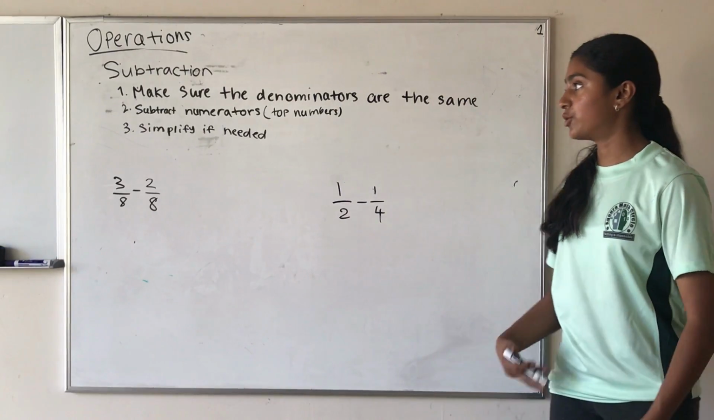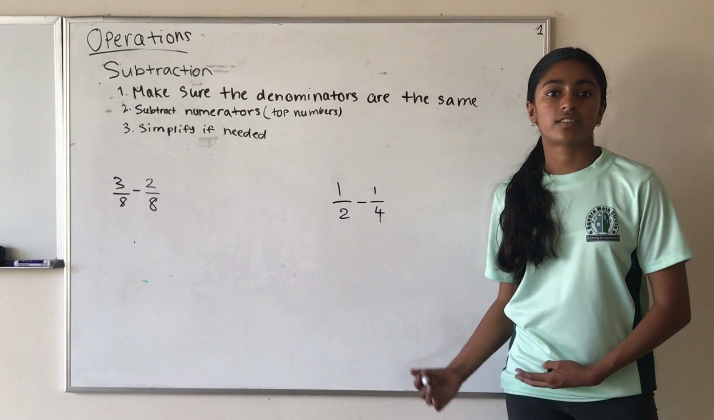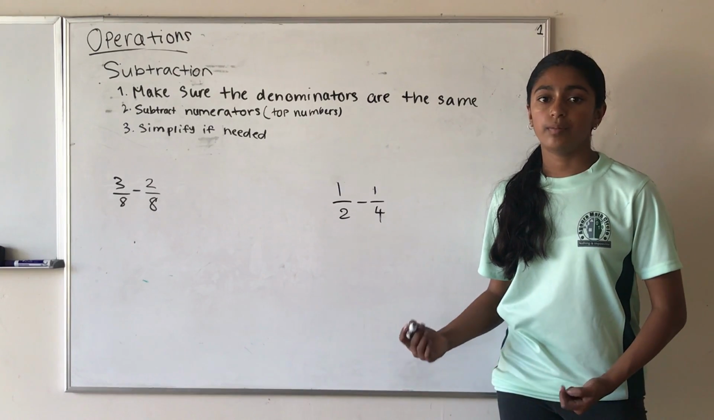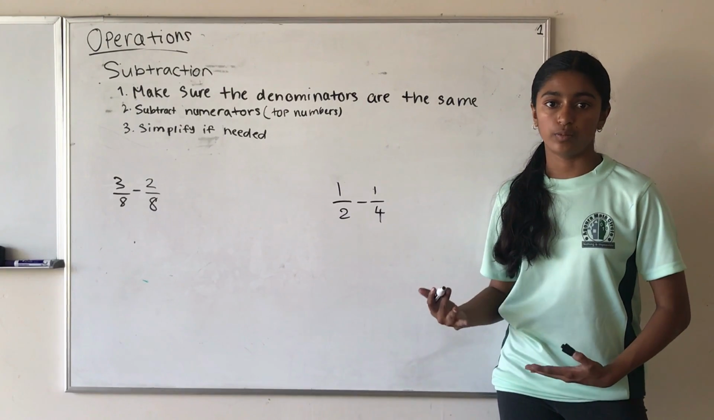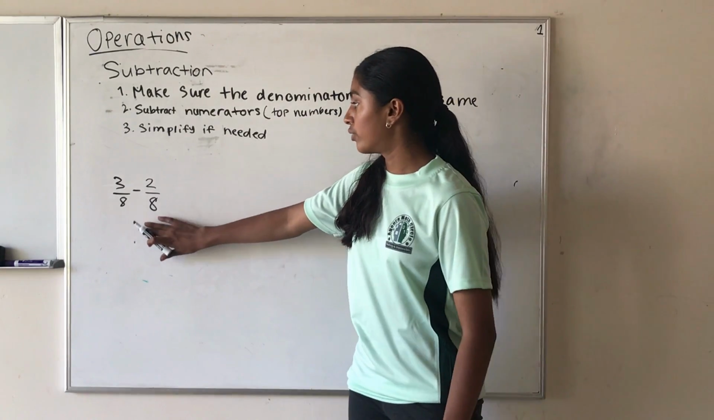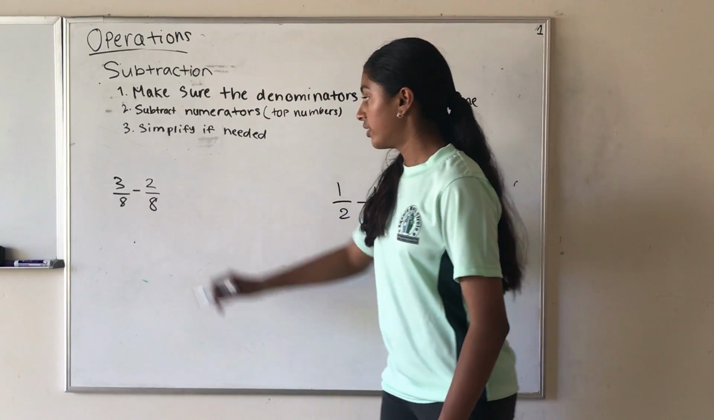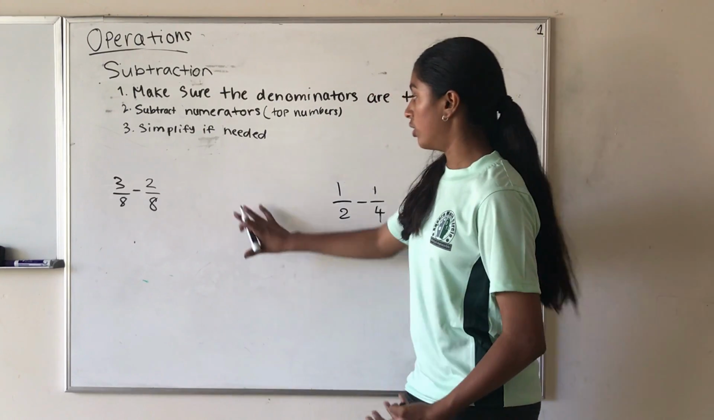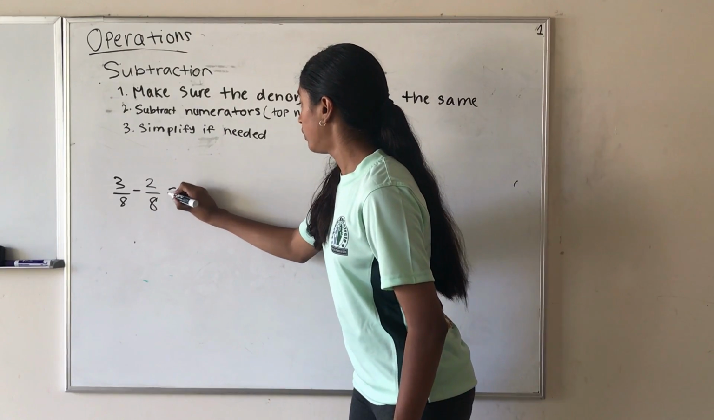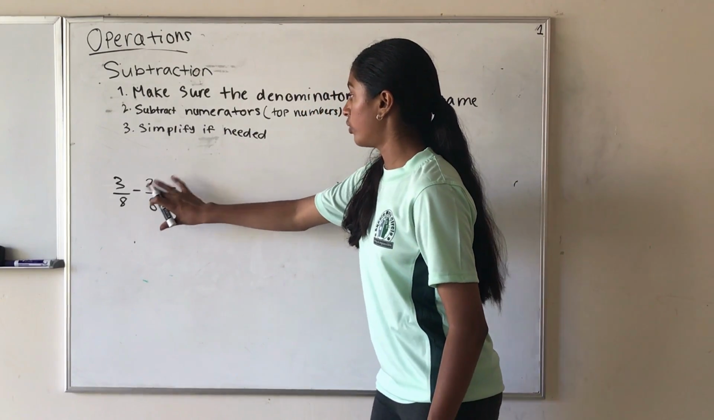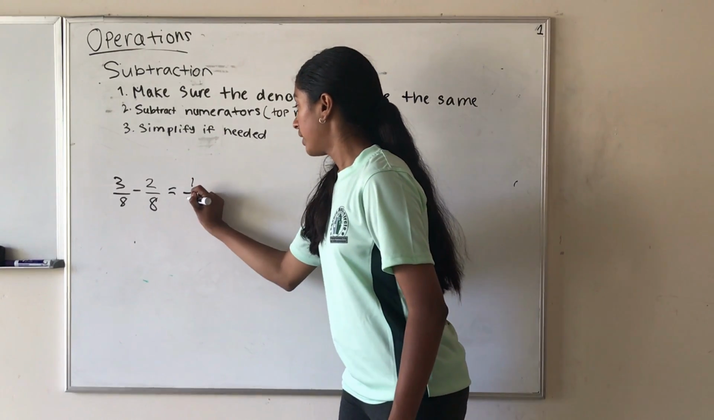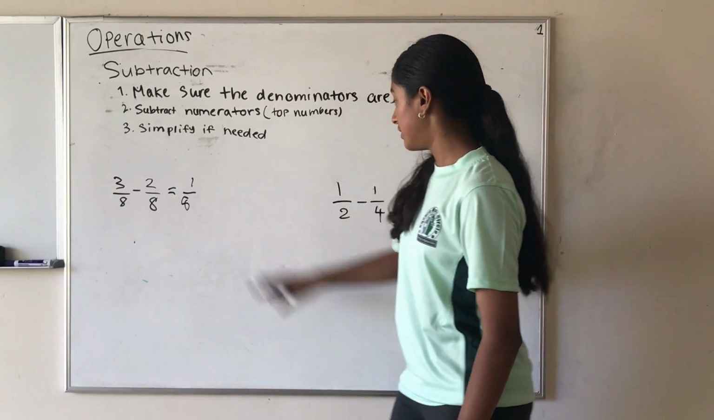Now I'm going to talk about subtracting fractions. Subtracting fractions is similar to adding fractions. You have to have the same denominator, but the only difference is that instead of adding the numerators, you subtract the numerators. So in this example, you have 3 over 8 minus 2 over 8. The denominators are already the same, so all we have to do is subtract the numerators. So this would equal, and then the numerator would be 3 minus 2, which is 1. And the denominator would stay the same. So the answer would be 1 over 8.